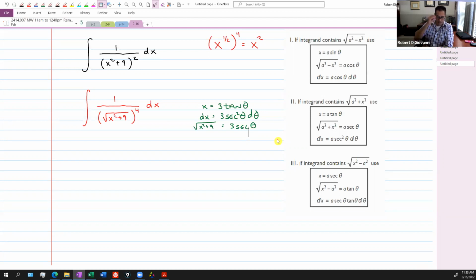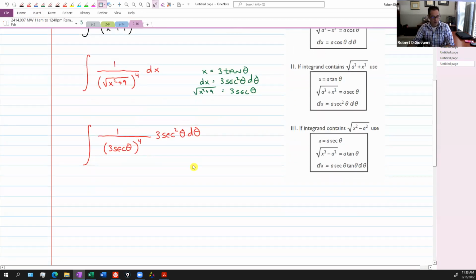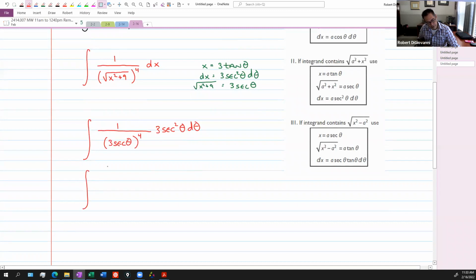All right, we good? Ready to rewrite this? So this becomes 1 over, okay, the square root part becomes 3 secant theta. So I'm going to have 3 secant theta. I'll go ahead and do it like this time. I'll put it to the 4th power. And then the only other thing I have is dx, which is going to be 3 secant squared theta d theta. And if I do this, I get 1 over, let's see, 3 to the 4th power times secant to the 4th power times 3 secant squared d theta.